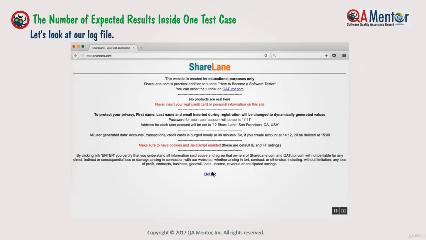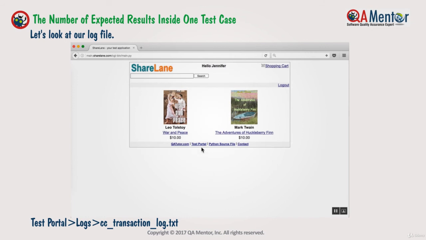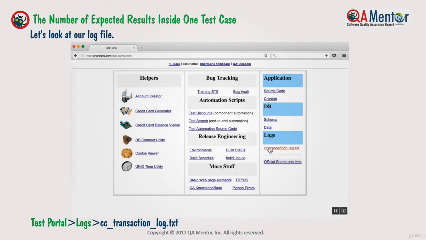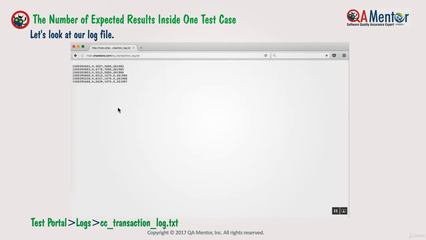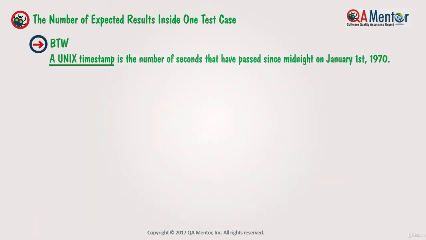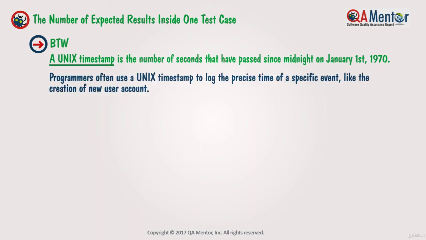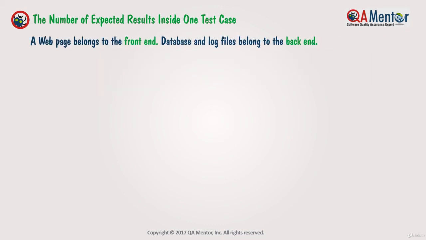Let's look at our log file. Test Portal, logs, ccTransactionLog.txt. By the way, a Unix timestamp is the number of seconds that have passed since midnight on January 1st, 1970. Programmers often use a Unix timestamp to log the precise time of a specific event, like the creation of a new user account. A web page belongs to the front end.